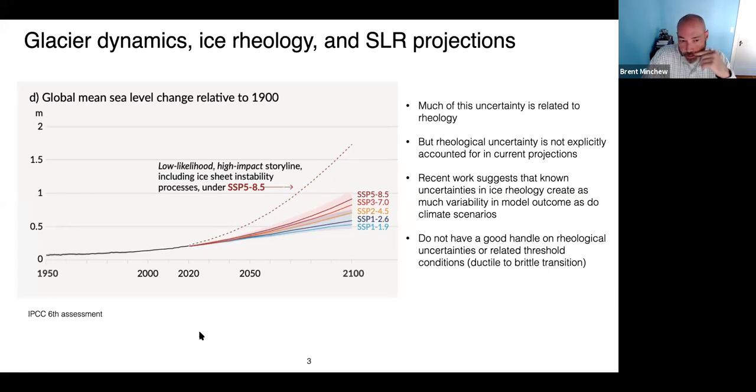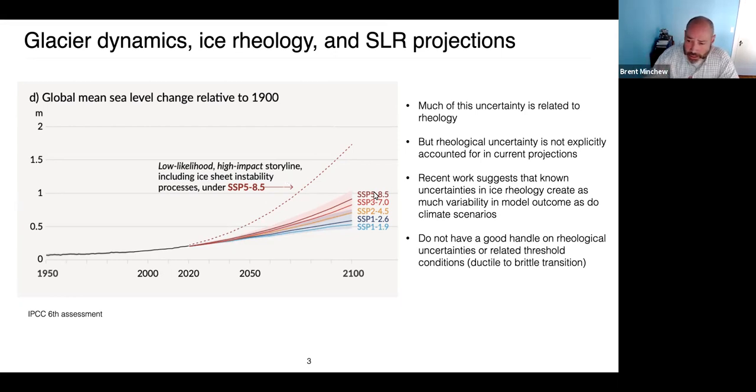Lots of people have done this kind of work before, looking at the response of global sea levels to various climate scenarios. What I want to highlight here in the connection to ice rheology is that a lot of this uncertainty, and particularly things that are described by this storyline, this low likelihood, high impact, or the deep uncertainty processes and so forth, all these things are underscored by rheology. So the rheology of glacier ice comes in and impacts these things in many ways.